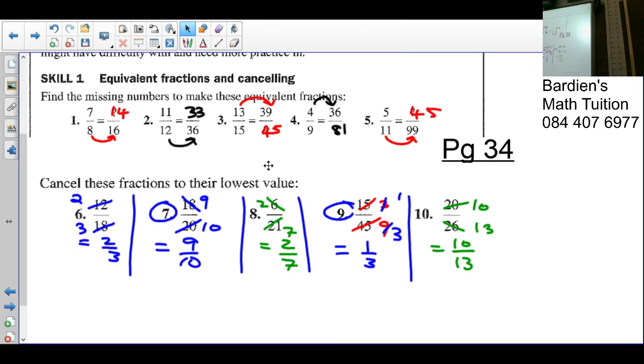Any confusion? No. Alright, let's look at skill 2, mixed numbers and improper fractions.